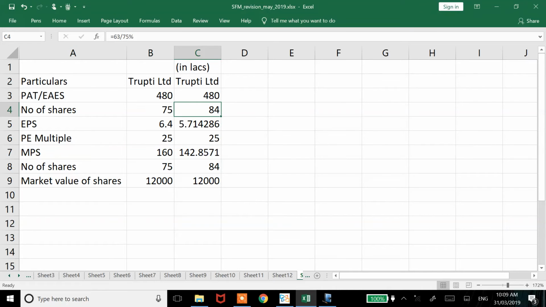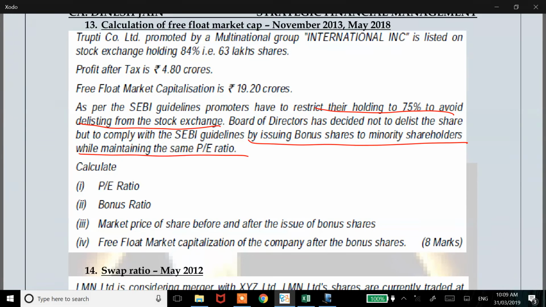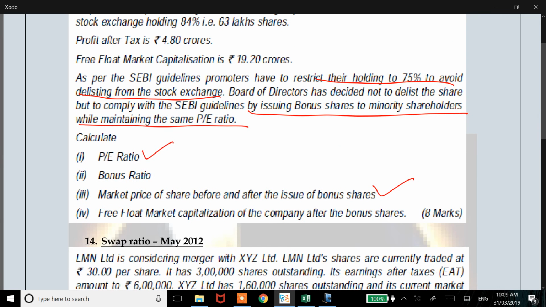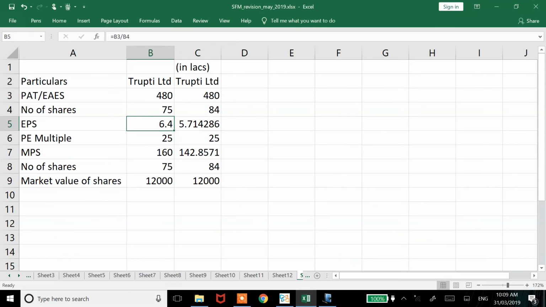Suddenly the company will say, I will do a bonus of 1:1. This will become 168. EPS will come down, MPS will come down, value will remain same. So my value never changes just because I'm going to do a bonus issue. Clear? Any doubts on this? We have answered this. P ratio, market price of share before and after the issue of bonus share. The before was 160, after is 142.85.